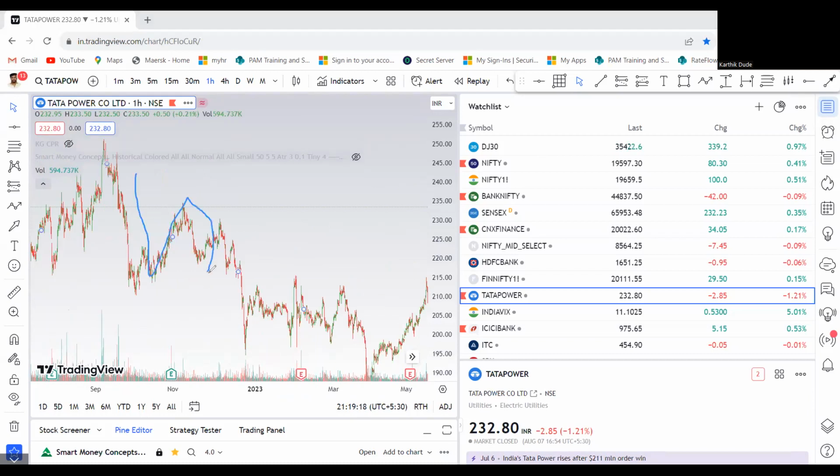Then again it came here, it went up. It came here, it went up. It came here, it went up. Then it came here. If you see the lows which were formed, every low is protected; it's never broken.